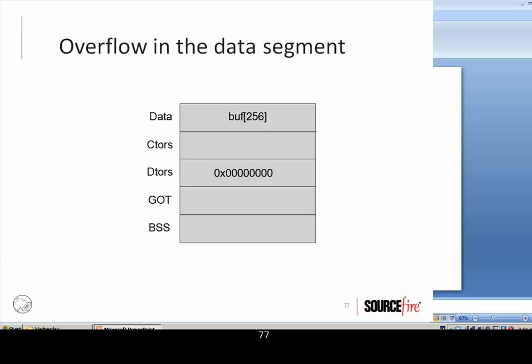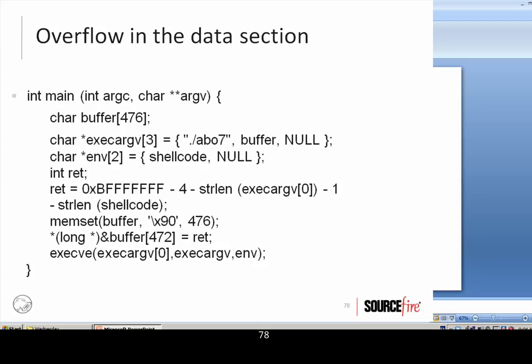We have our data here, which is our buffer of 256 characters. We'll have the constructors and we'll have the destructors here. There are no destructors in this program, so the destructors will point to zero, which means it won't be used. This is an example of one of the advanced buffer overflows that we'll be exploiting in the next section. We can look up via command line tools where the destructor section is relative to the buffer start. So we know that it's at 476.